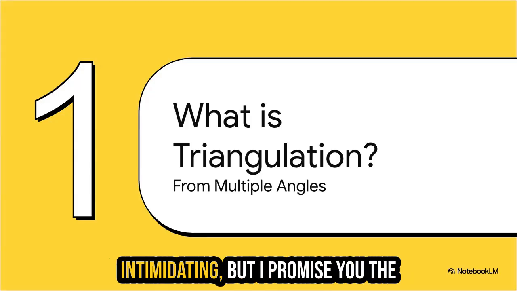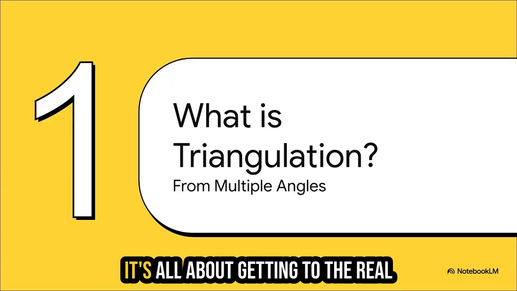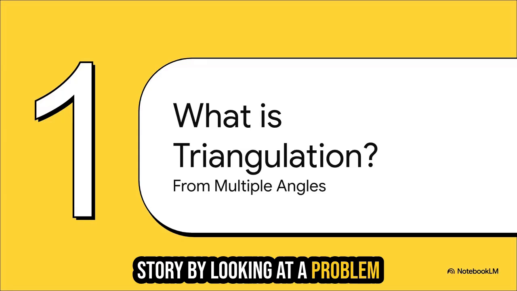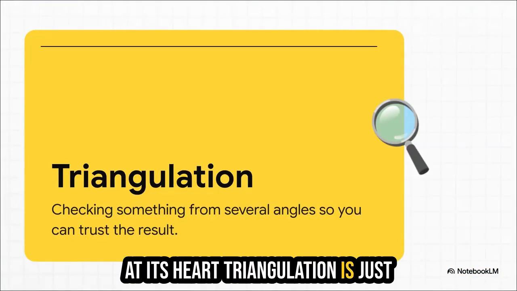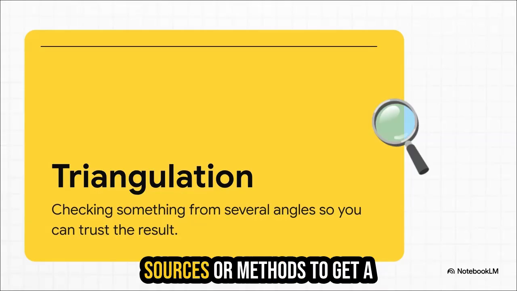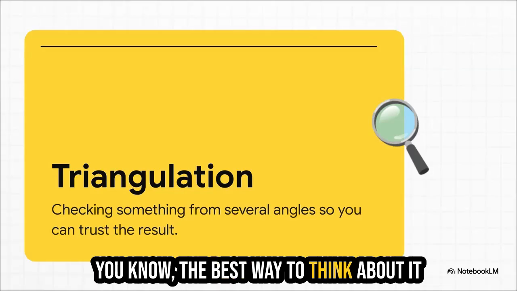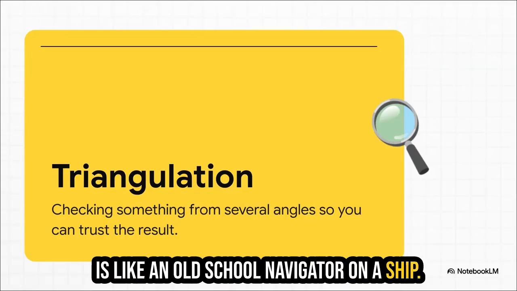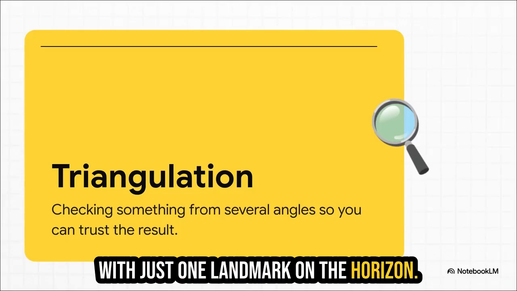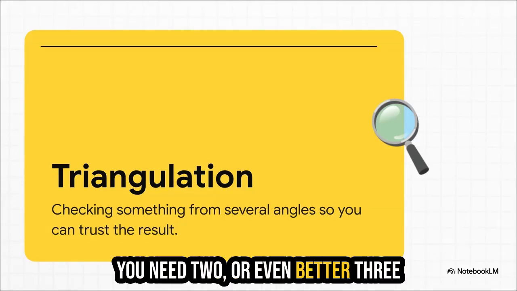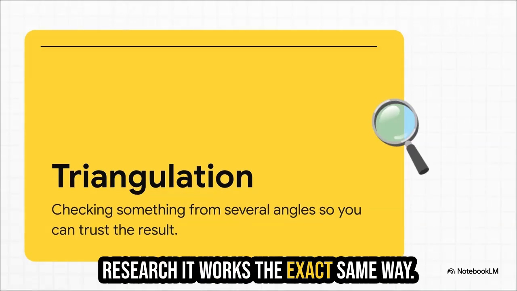The name might sound a little intimidating, but I promise you, the idea itself is incredibly intuitive. It's all about getting to the real story by looking at a problem from a bunch of different angles. At its heart, triangulation is just the practice of using multiple sources or methods to get a result you can actually trust. The best way to think about it is like an old-school navigator on a ship. You can't figure out your exact location with just one landmark on the horizon. Nope. You need two, or even better, three, to know exactly where you are. Research works the exact same way.